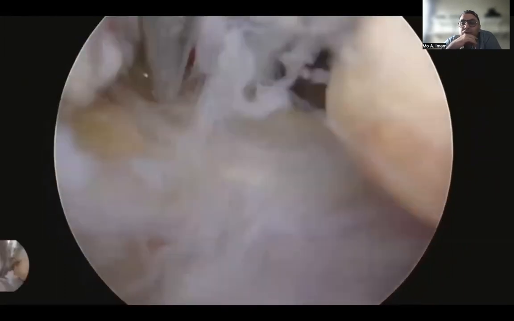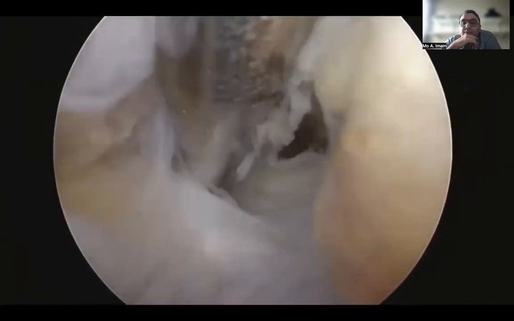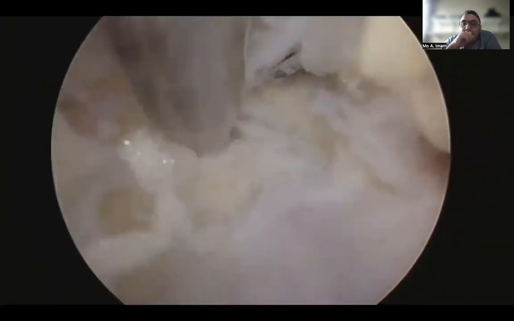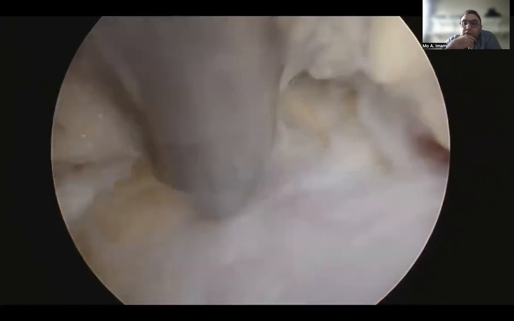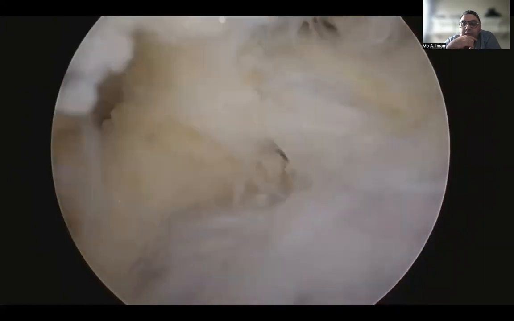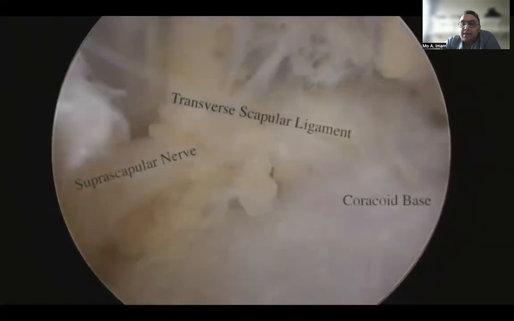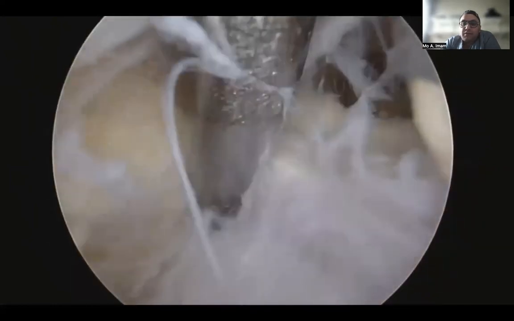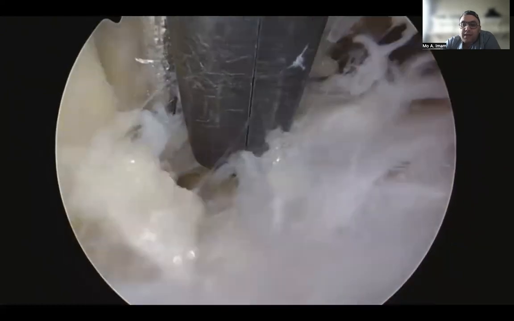This plane is followed to the base of the coracoid and the coracoclavicular ligament using blunt dissection medially. Now a Neviaser portal is created, the superior portal, and the blunt trocar is introduced to aid blunt dissection at the level of the suprascapular notch. You can see the nerve here on the left with the ligament on the top right of the screen and the coracoid on the right side.